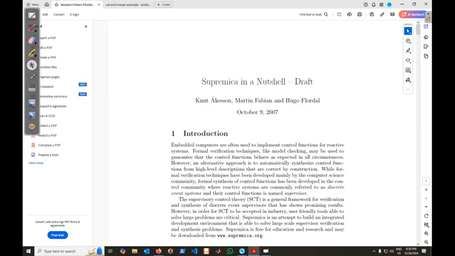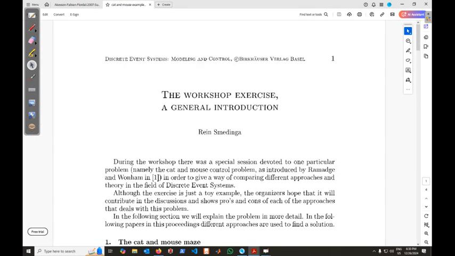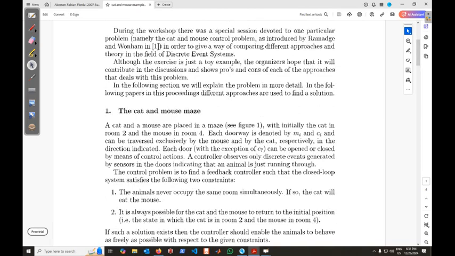And we will use another paper. It explains a benchmark problem. This is called the cat and the mouse problem. The nice and important thing is that this problem, about the cat and the mouse, is already programmed inside Supermica, or we have a ready-made example that's available when you install Supermica.